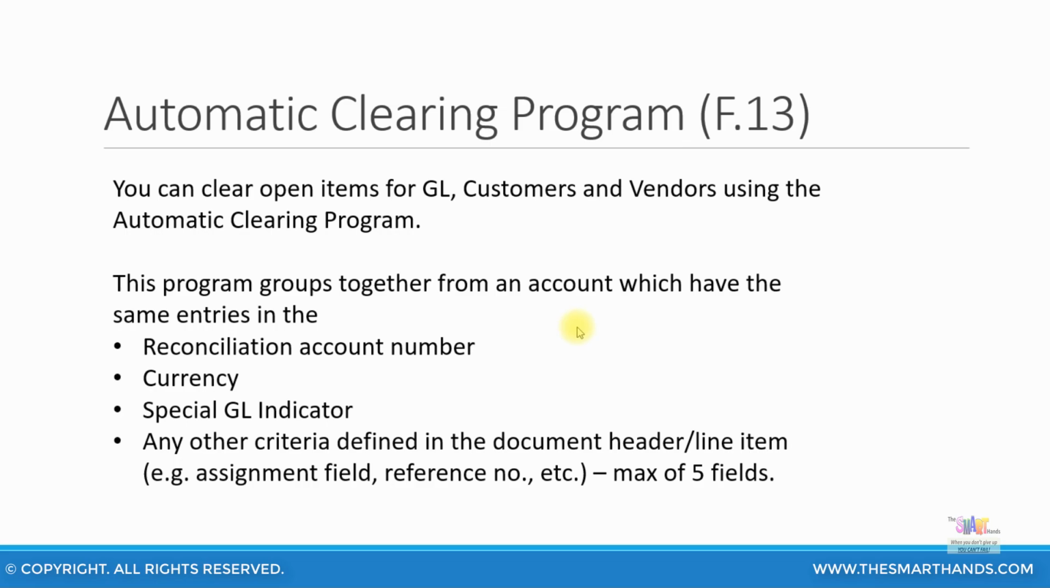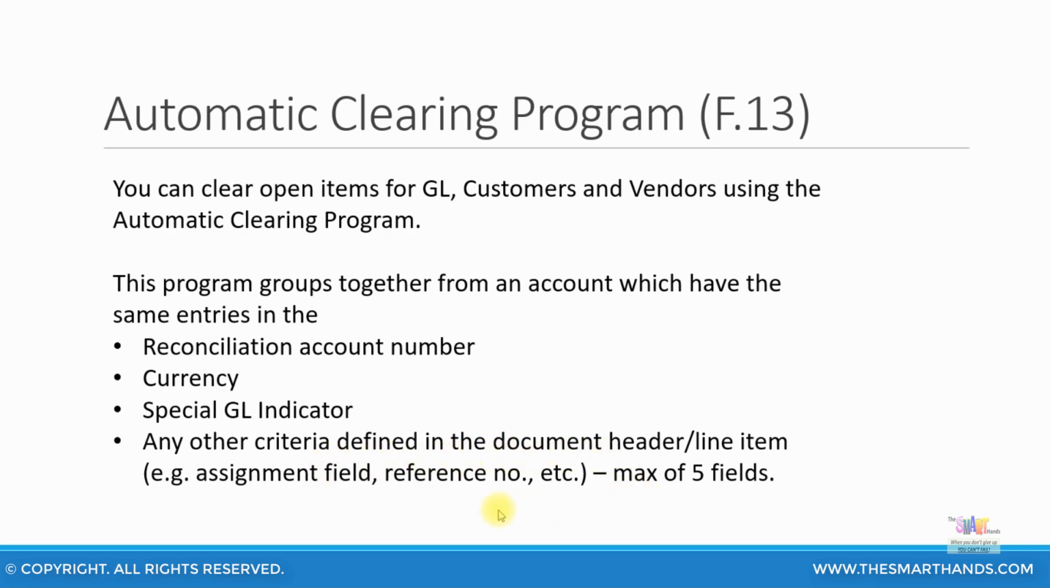For example, if you're having vendors with multiple line items and they have the same assignment field because they all relate to the same invoice or some invoice related transaction, you can specify if the assignment field is the same, then clear all those open item entries. Similarly, you can also specify a reference ID from the header text. If you say the reference information is the same, then you can clear all those open item entries. And you can also specify by currency, special GL indicators and so on. You can give up to a maximum of 5 criteria for the clearing transaction.